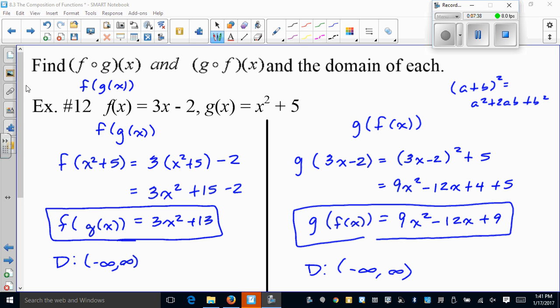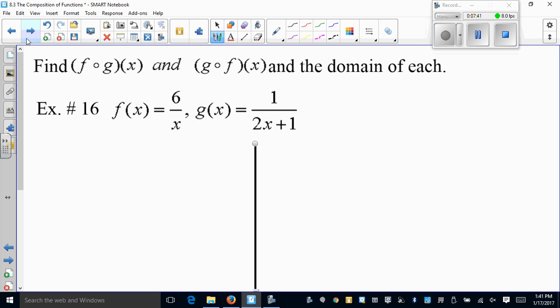Okay, this one. Let's look at domains individually first. This one here, domain. Do I have a fraction? Yes. Radical? No. Set that equal to 0. And I get a domain of negative infinity to 0, union with 0 to infinity. And this one has a domain of, you get 2x plus 1, so x cannot equal negative 1/2. So you get a domain of negative infinity to negative 1/2, union with negative 1/2 to infinity.